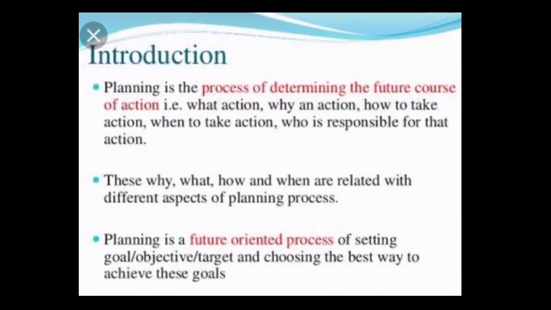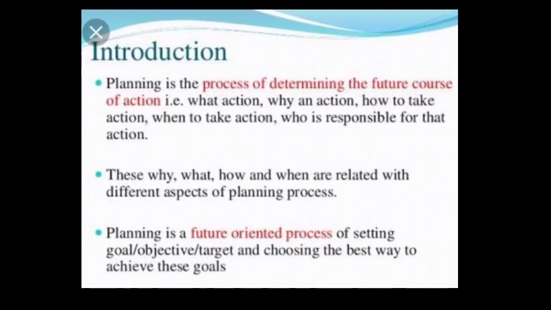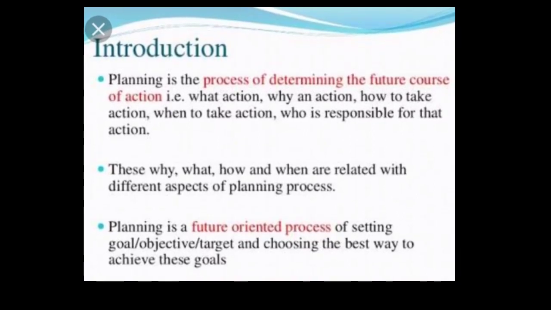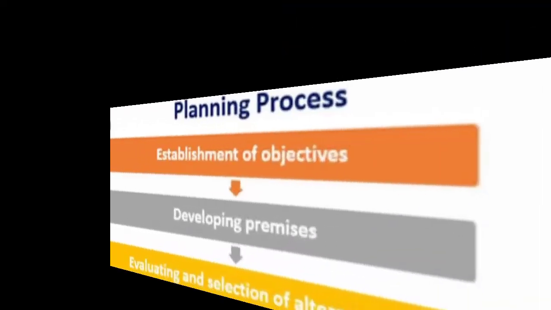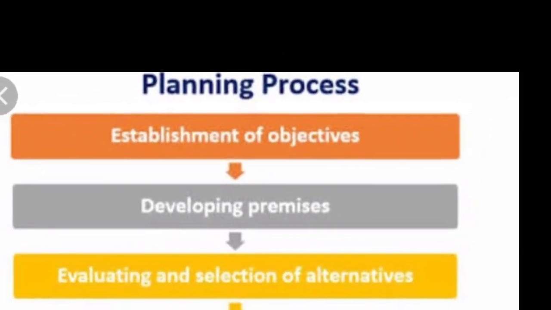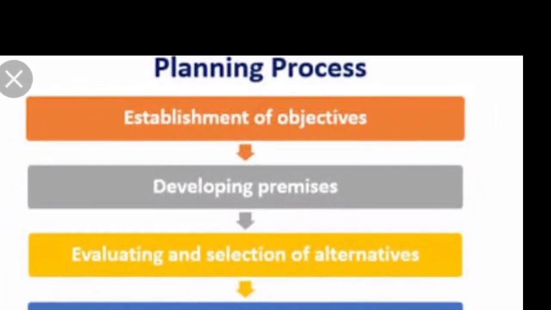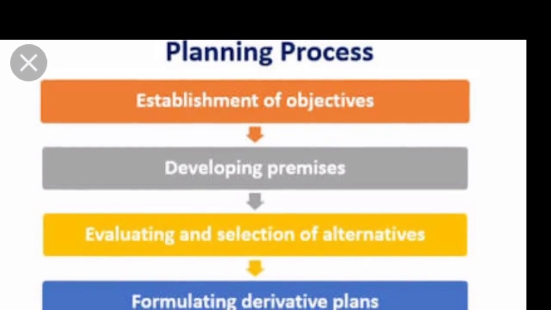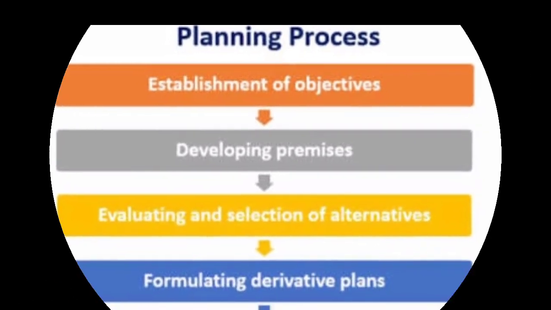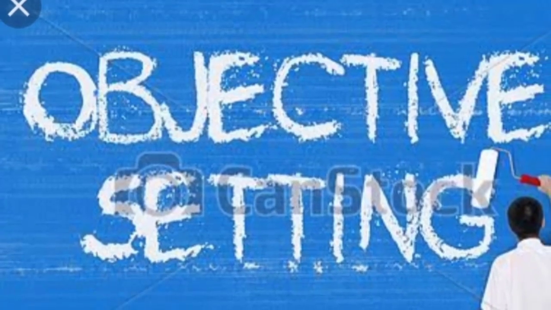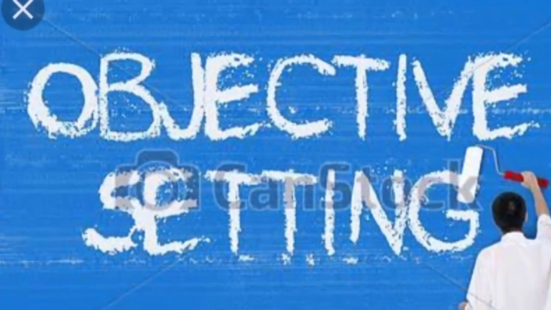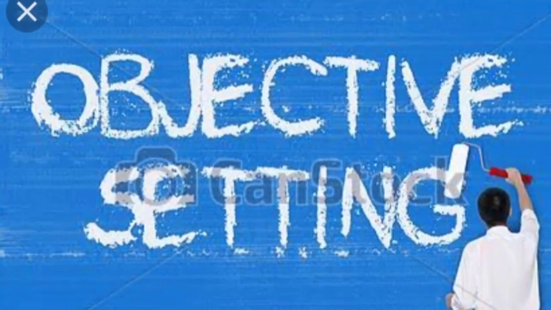Next, I will discuss the steps in the planning process. What are the different steps of planning? The first important step in the planning process is setting up objectives. Every organization can have its own objectives. All the individual objectives are directed towards the achievement of the common goal of that organization.